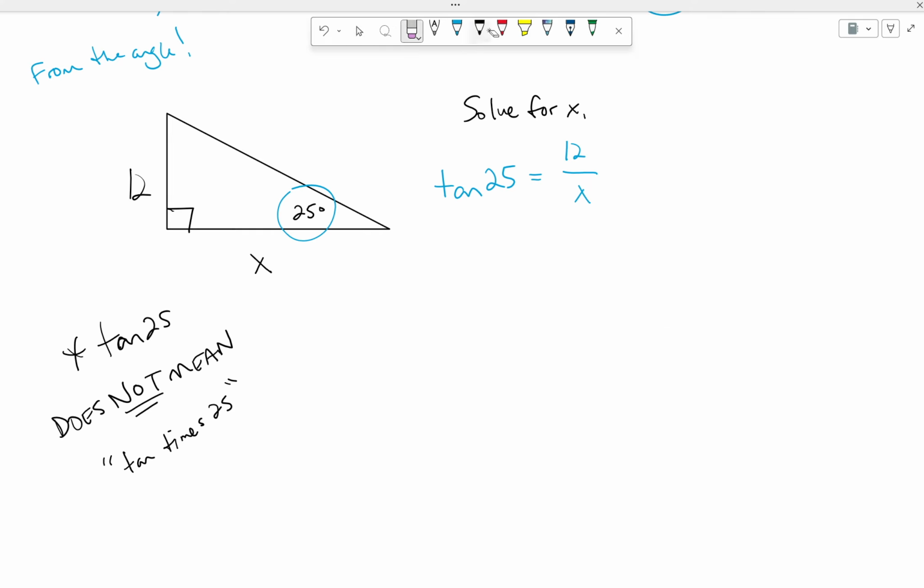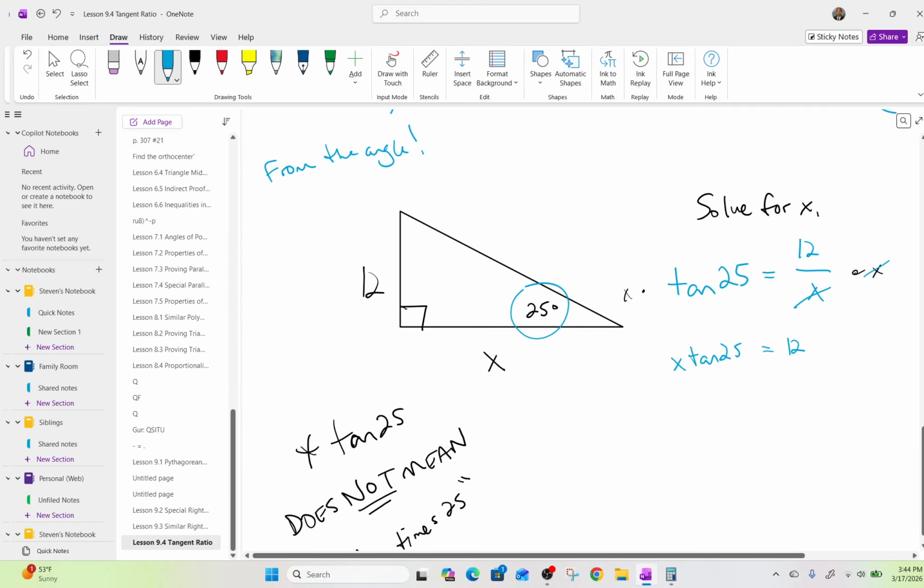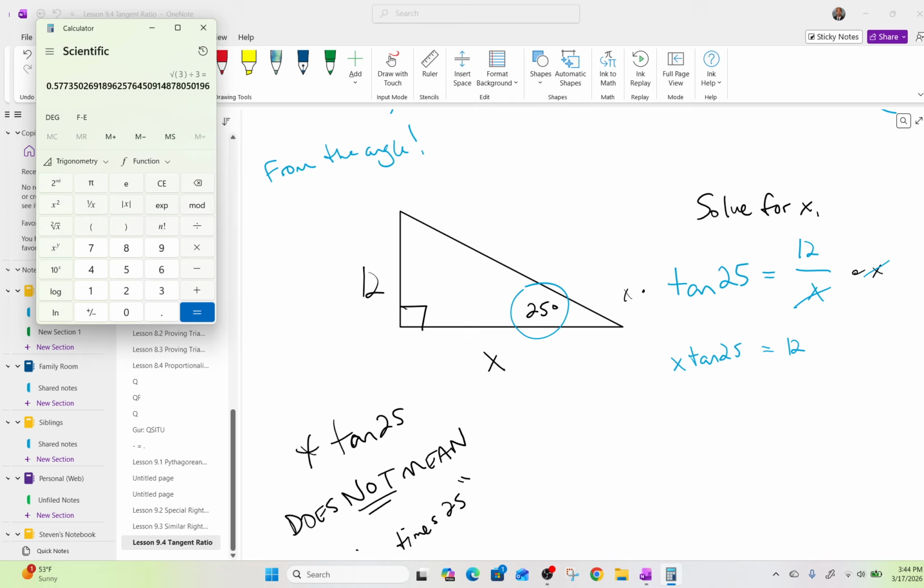We have to get x by itself. So I'm going to multiply both sides by x. So now I have x times the tangent of 25, or just simply put, x tangent 25 is equal to, these guys factor out, 12. Now, this is just a number, okay? I can just punch in tangent of a number. We just did this in the calculator. We just did tangent of, for example, 30, and it's just a number. It's some decimal number, okay?